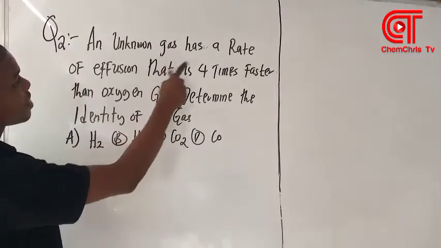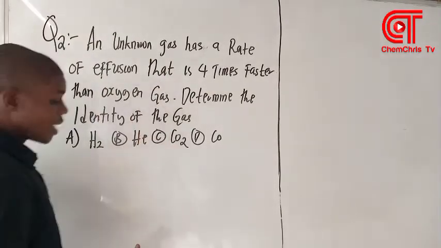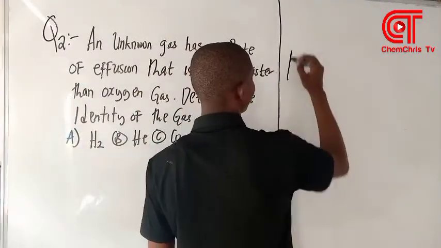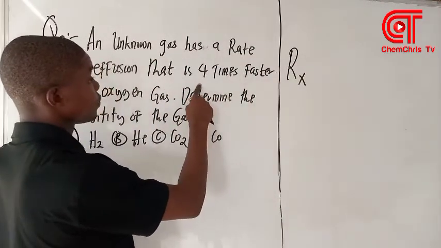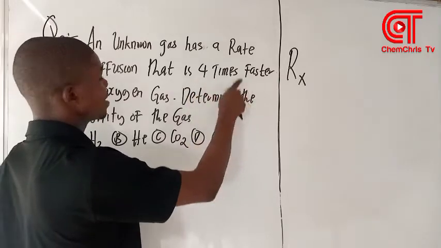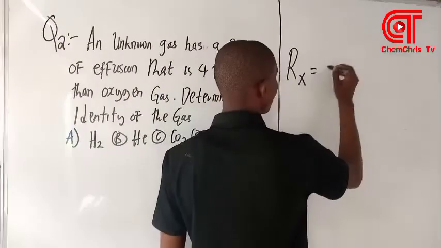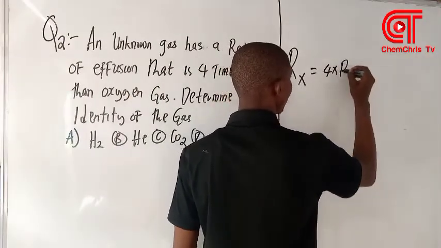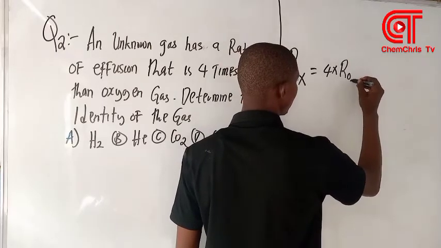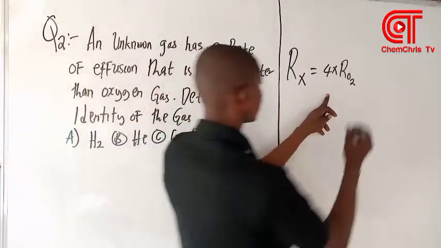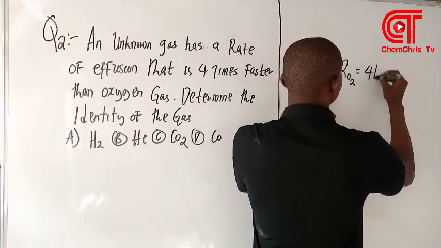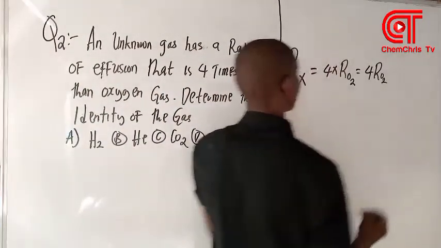An unknown gas has a rate of diffusion. So let the unknown gas be X. Then the rate of the unknown gas is 4 times faster than oxygen gas. So it's 4 times the rate of diffusion of oxygen gas, which is also stated as rate of X equals 4 times rate of oxygen gas.